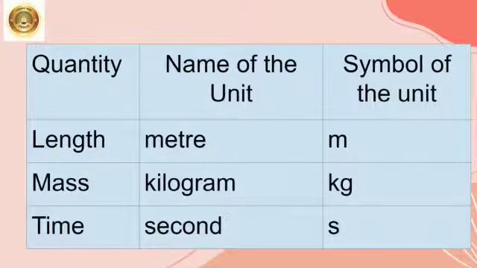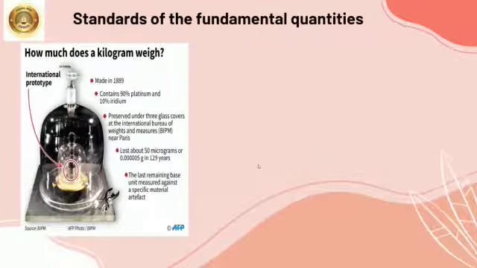Now this table gives you the 3 fundamental quantities and the name of the units and symbol. Length, the name of the unit is meter and the symbol is m. Mass is kilogram and kg is the symbol. Time, the unit is second and the symbol is s. The standards of fundamental quantities.